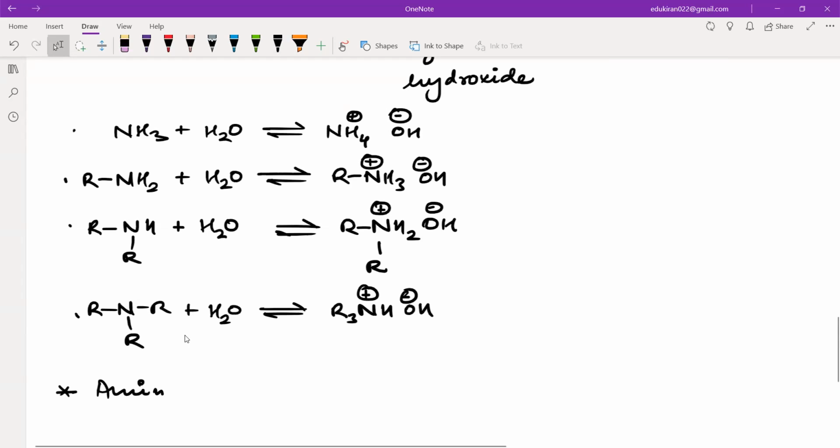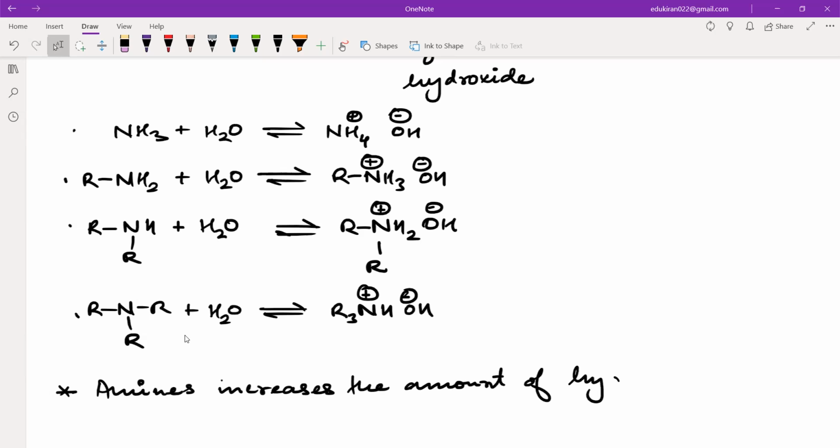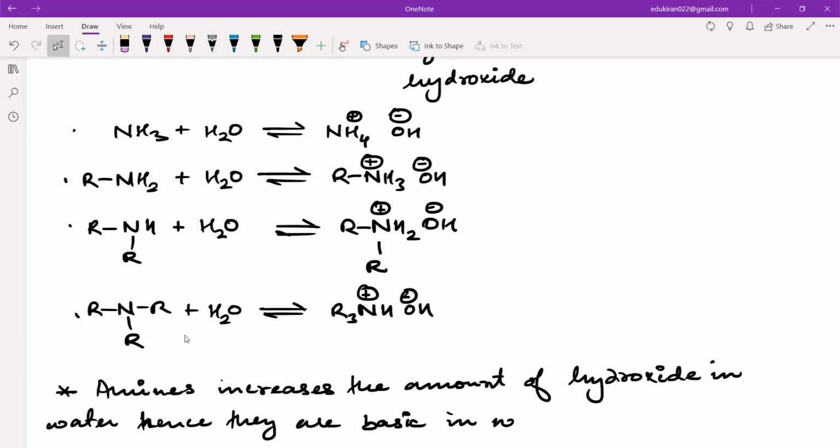Amines increase the amount of hydroxide in water, hence they are basic in nature.